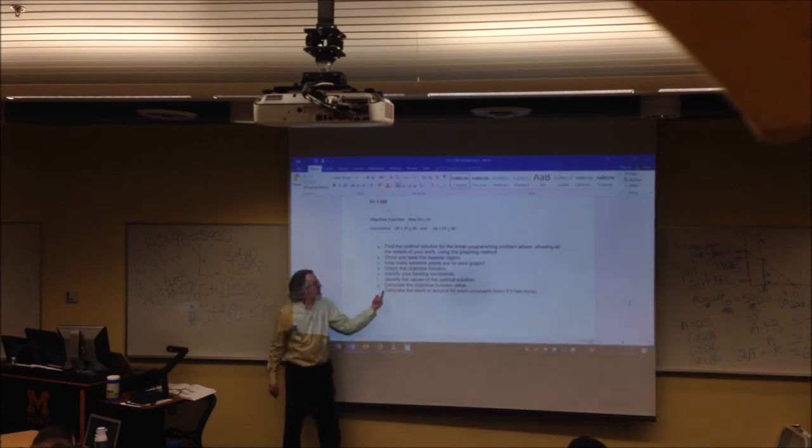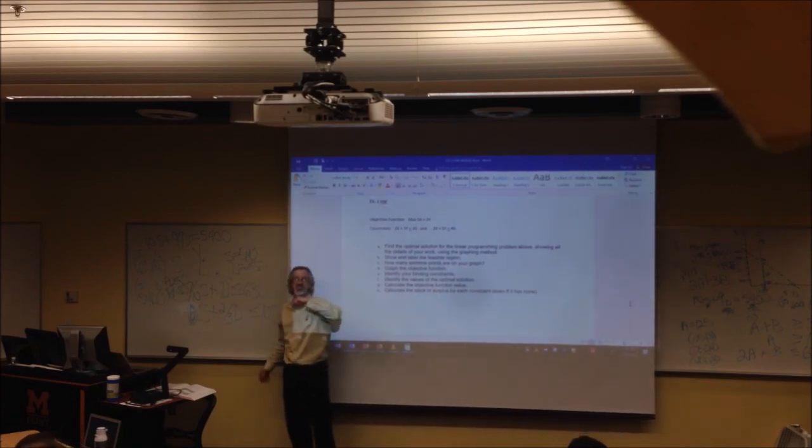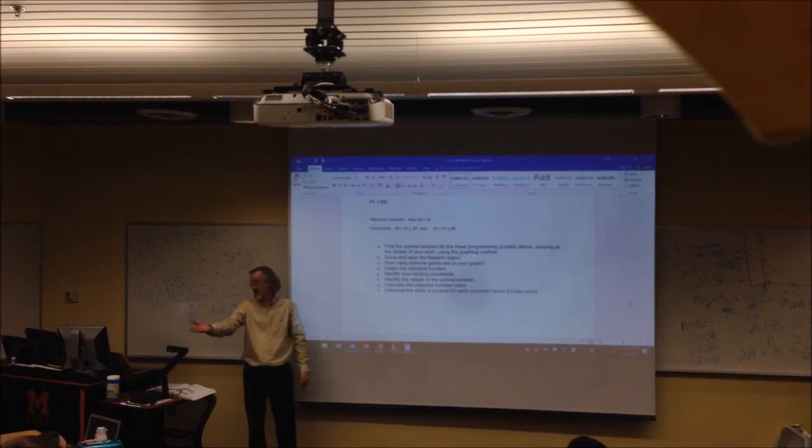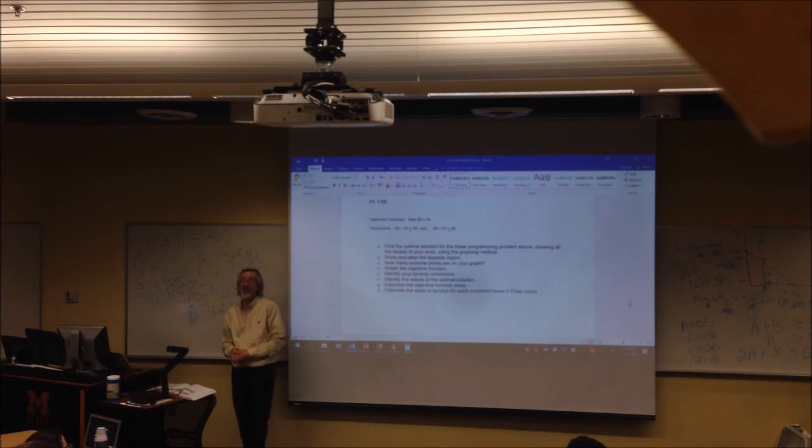Calculate the slack or surplus for each constraint. You take the optimal numbers, you plug them into each constraint, you see if there's a difference, and you say 0 or whatever the number is, slack, or the word surplus, based on the less than or greater than.